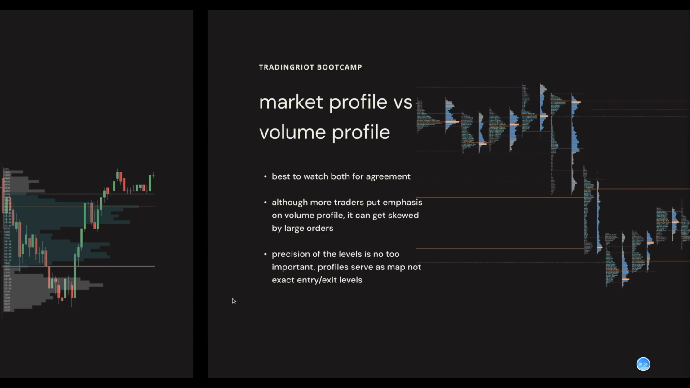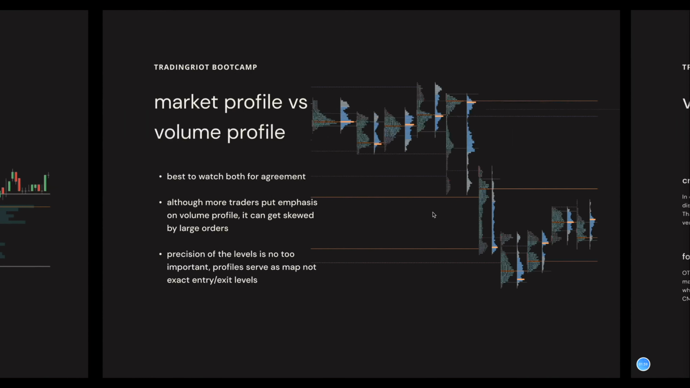The market profile or the volume profile? The best thing to do, and people ask me this all the time, which one they should be watching, is looking at both for this sort of agreement. The best levels of value and the best point of control come when these two are in agreement. As you can see on this day, most volume was traded here at the bottom, which shifted the whole value area. But the most time the market spent here.